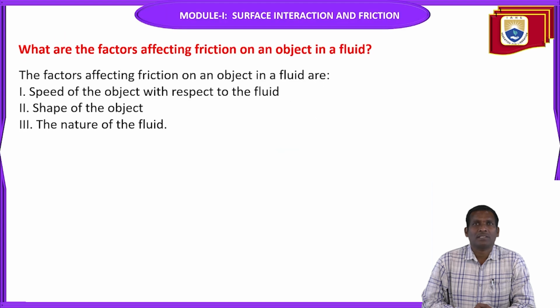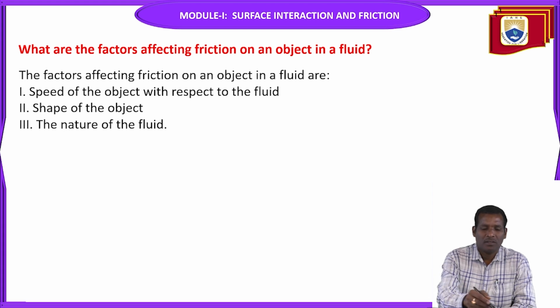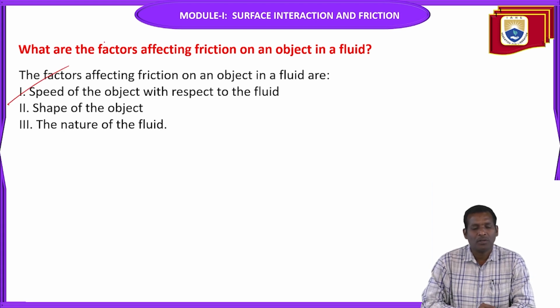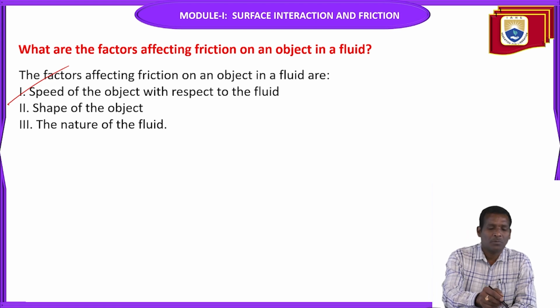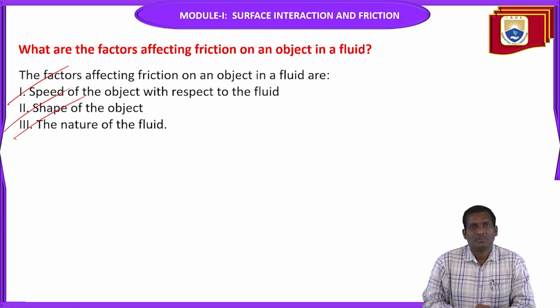What are the factors affecting friction on an object in a fluid? The factors are the speed of the object with respect to the fluid, the shape of the object, and the nature of the object. These three affect friction on an object in a fluid.